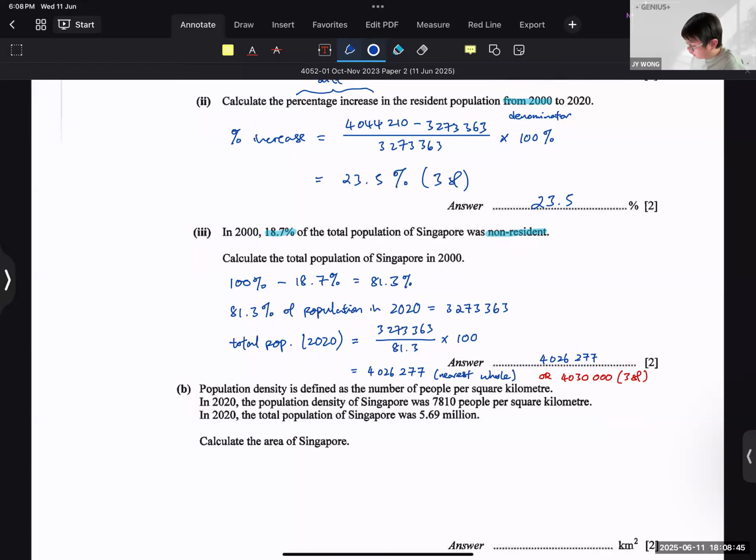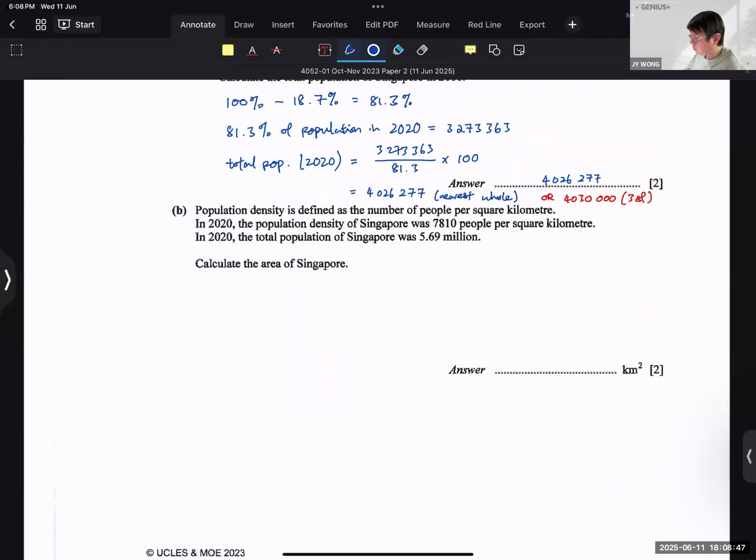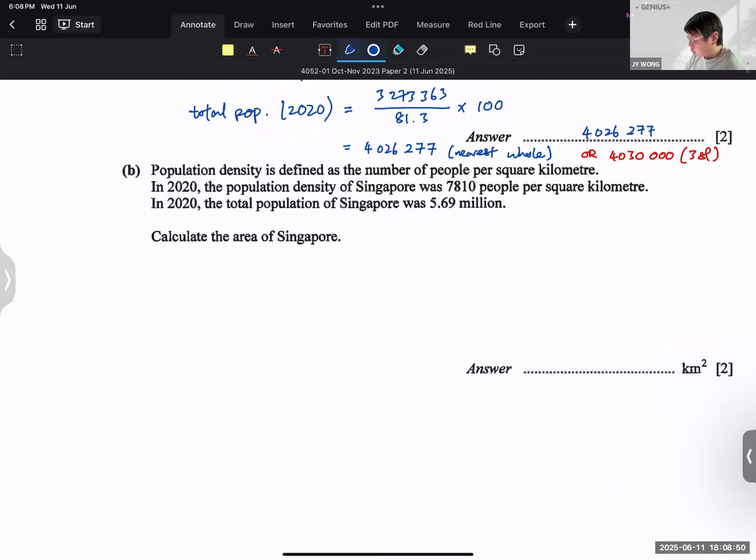Part B, population density is defined as the number of people per square km. In 2020, population density of Singapore was 7810 per square km, and the total population of Singapore was 5.69 million in 2020. Calculate the area of Singapore. You know our population now in Singapore is more than 6 million already. Which also means in under 5 years, our population increased by 400,000. That's the amount that our population increased by. Our total population in Singapore now is above 6 million already.